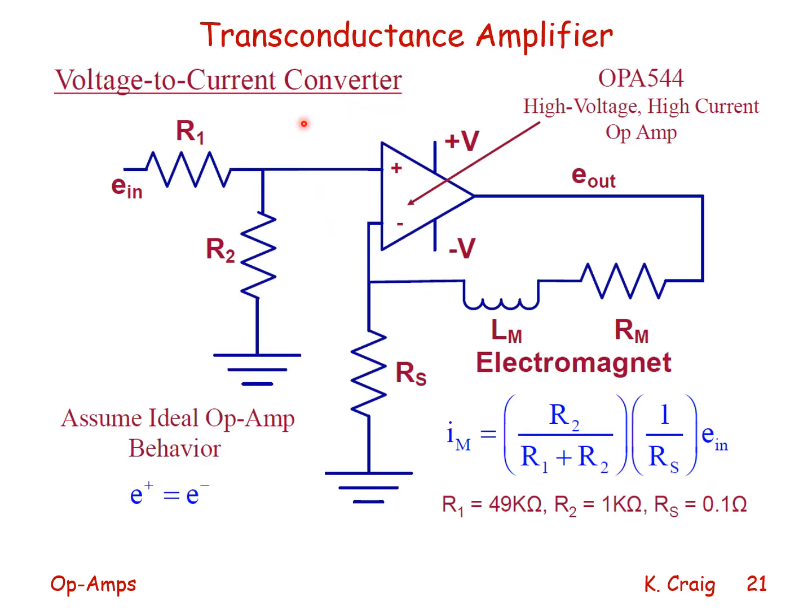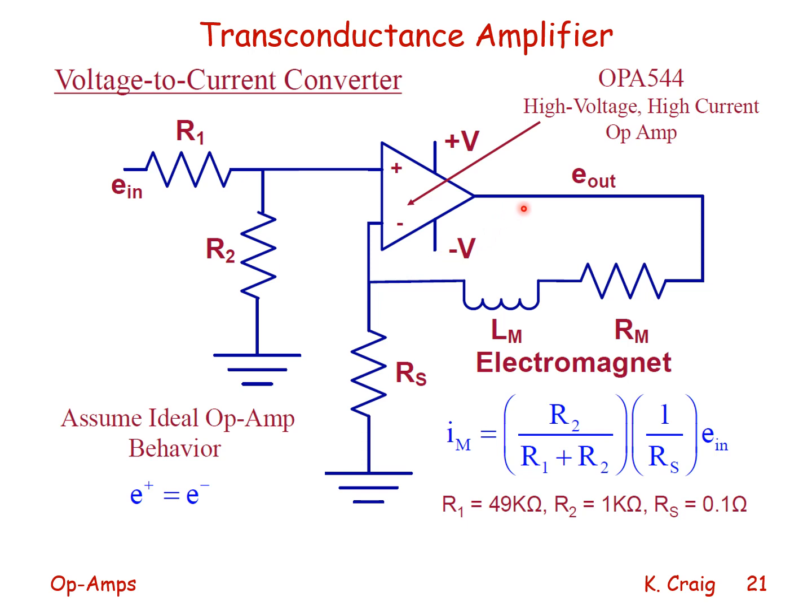This is a transconductance amplifier, or a voltage to current converter. The voltage at the non-inverting input by voltage divider is equal to E in times R2 over R1 plus R2. The non-inverting voltage must be the same as the inverting voltage, which then must be the voltage at this node.